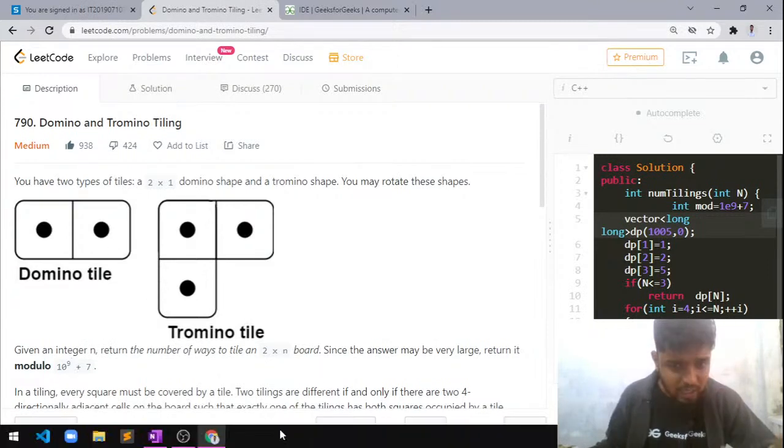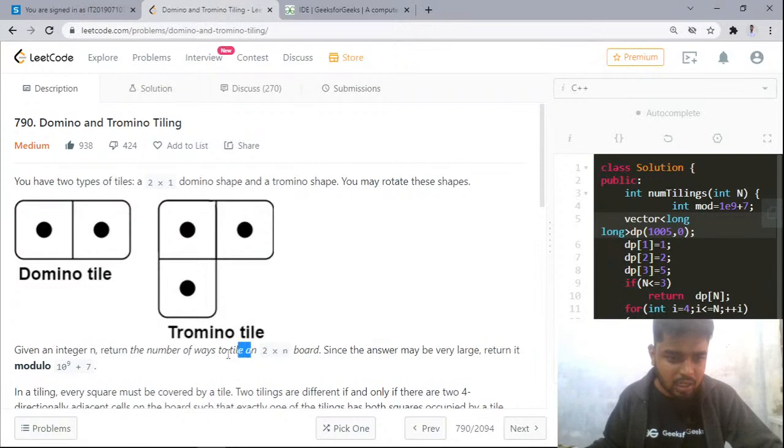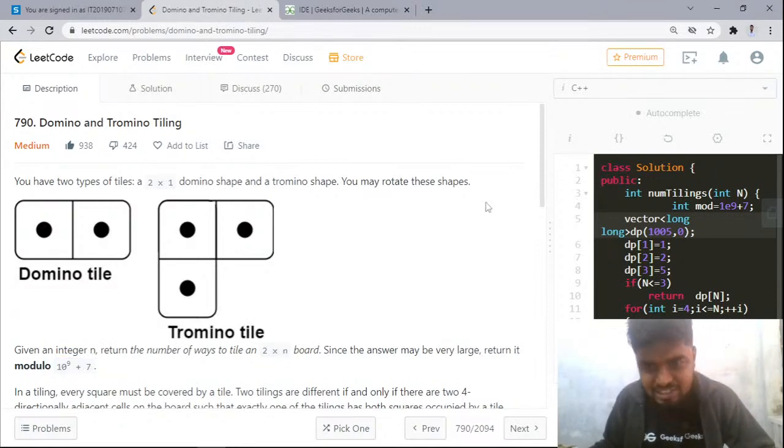Also, you have been given a board that is 2 cross n, and in it you have to fit the tiles. Let's say you have been given a value n. You have to tell, if there is a board of 2 cross n size, what will be the total number of ways to fill it with tiles. Since the answer can be very large, you will be printing your answer modulo 10 to the power 9 plus 7.